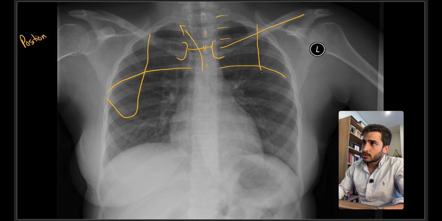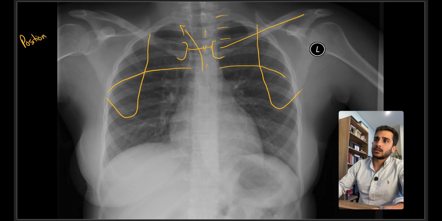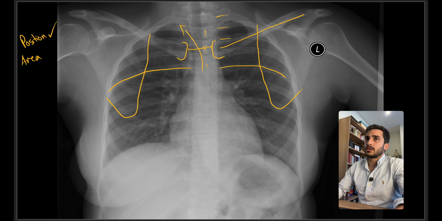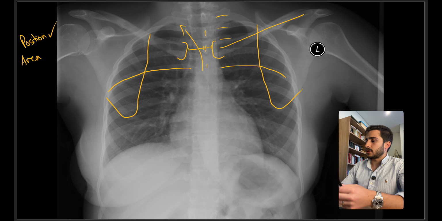They should be rolled forward so they're out of the way. So that's something that's sort of covering the lung field in a minor manner. And I think that's pretty much it for position. Okay. So the next thing was area. Is the area or the region of interest sufficiently covered?